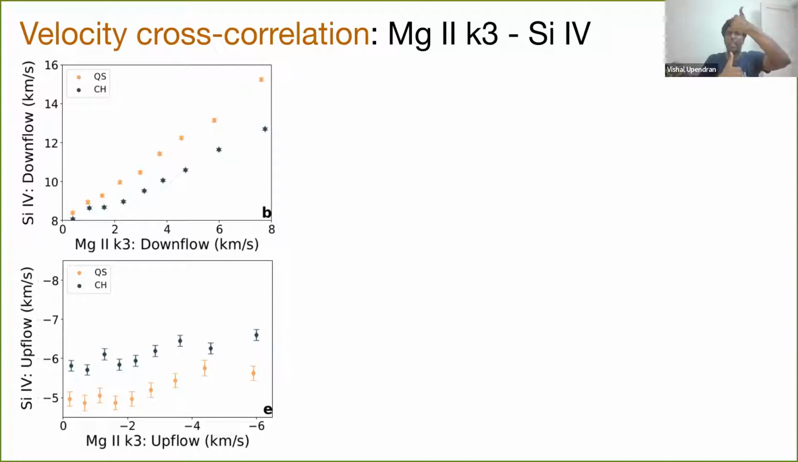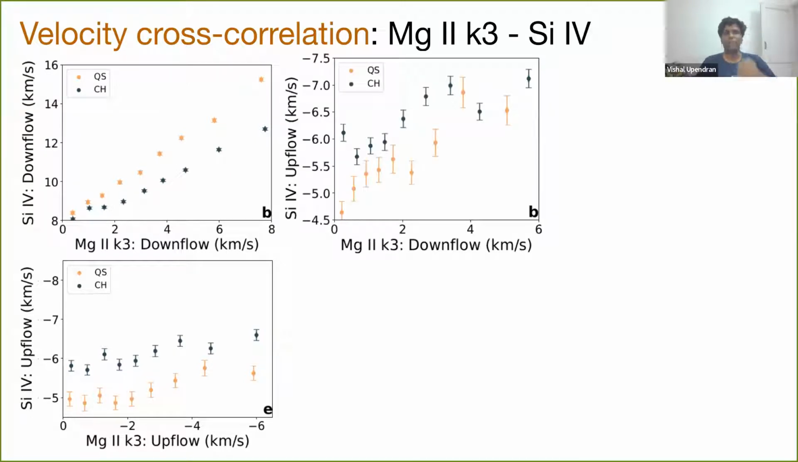Next, if you look at pixels which are showing upflows in magnesium and upflows in silicon, again these are well correlated. And interestingly, now the upflows in coronal holes are much stronger in silicon when compared to quiescent. So for a given upflow in magnesium, the coronal holes preferentially accelerate these upflows in the silicon 4 line when compared to quiescent. Third, if you look at upflows in silicon and downflows in magnesium, we again find that they are well correlated. And again, the upflows are preferentially accelerated in the silicon line.